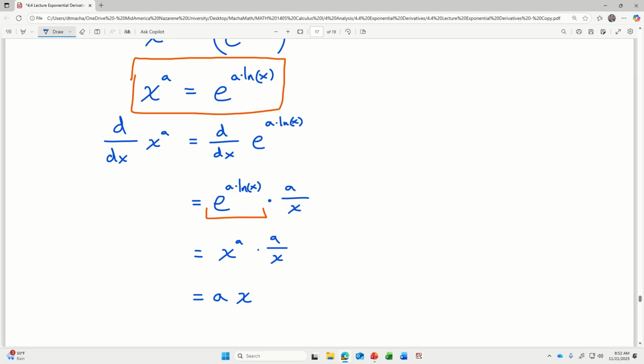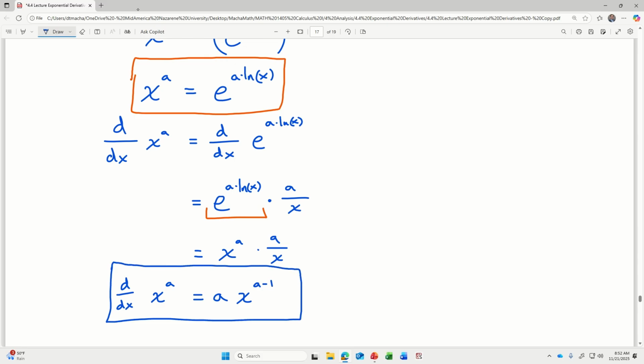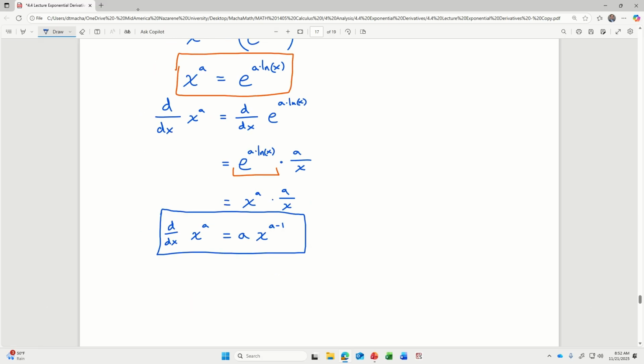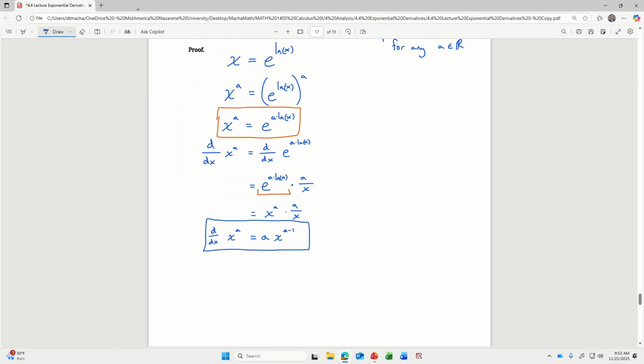The new power becomes a minus 1. Because if I divide by an x, now I'm multiplying by one fewer x, right? And so by that repeated multiplication definition of the exponent, we say that x to the power a divided by x is x to the a minus 1. And that completes the proof. That is the proof of the derivative power rule.